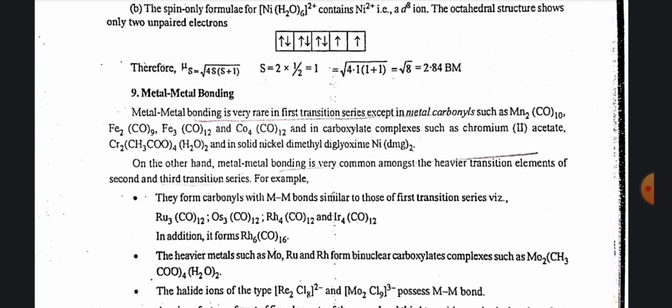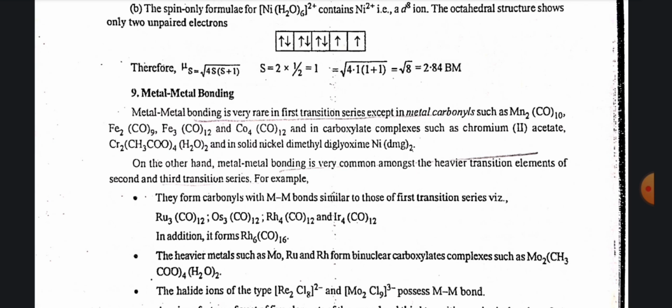Metal bonding. Metal bonding is very rare in the first transition series except in metal carbonyls such as Mn2(CO)10, and in carboxylate complexes such as chromium acetate and in solid nickel dimethylglyoxime.